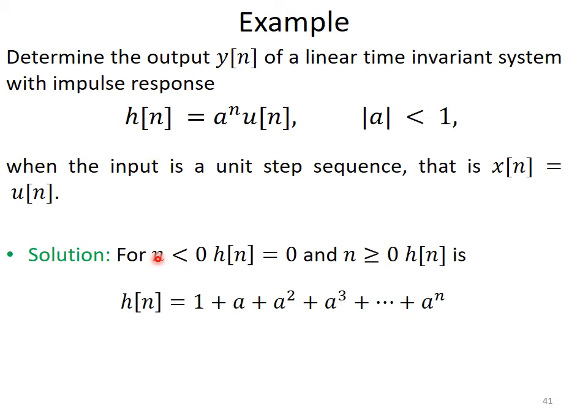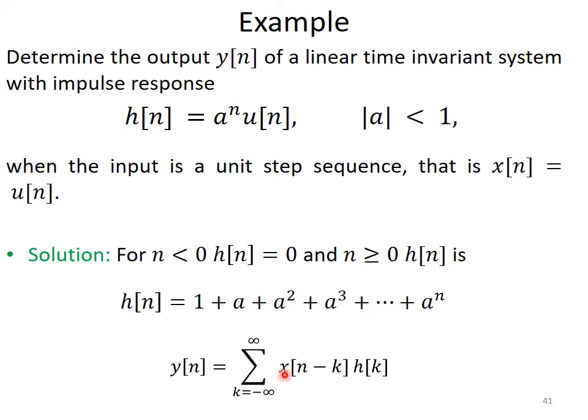Now the values of h of n would be 0 when n is less than 0, because h of n is equal to a power n multiplied with u of n, and u of n is a unit step function, and unit step function values are 0 when n is less than 0. So h of n would be 0 when n is less than 0, and values of h of n when n is greater than or equal to 0 would be 1 plus a plus a square plus a cube up to a power n. And this is the convolution sum we are going to use to compute the response of the system, right?